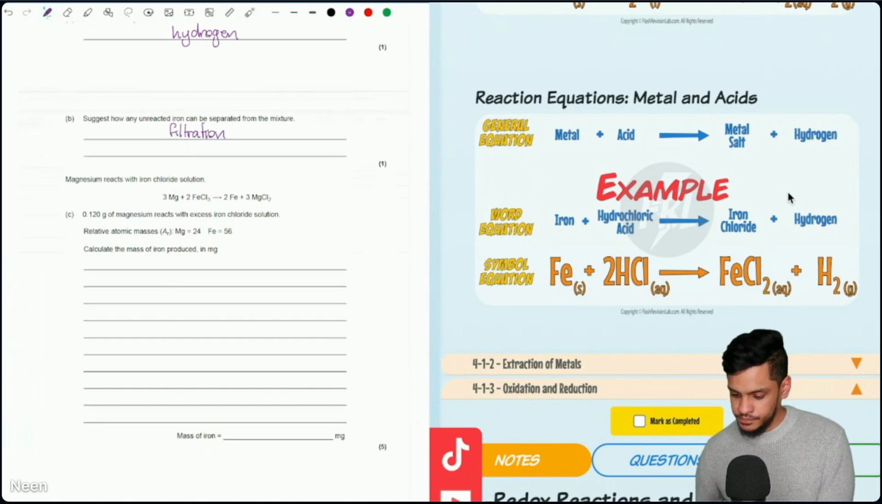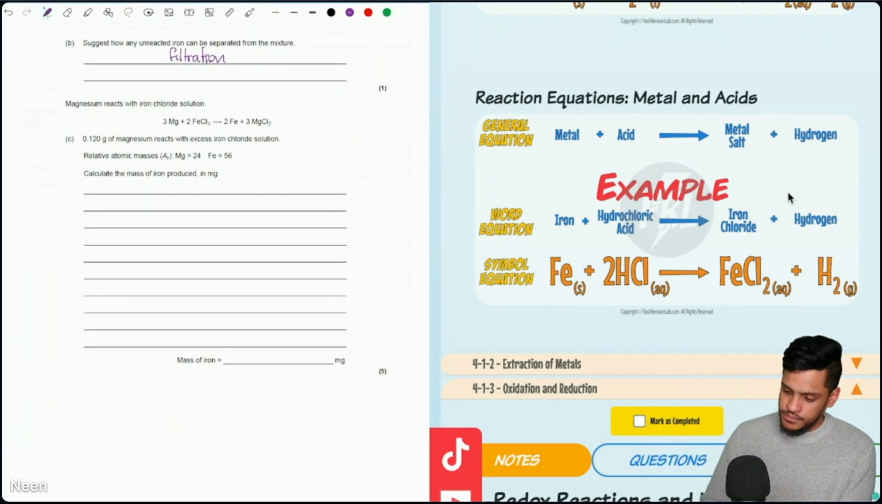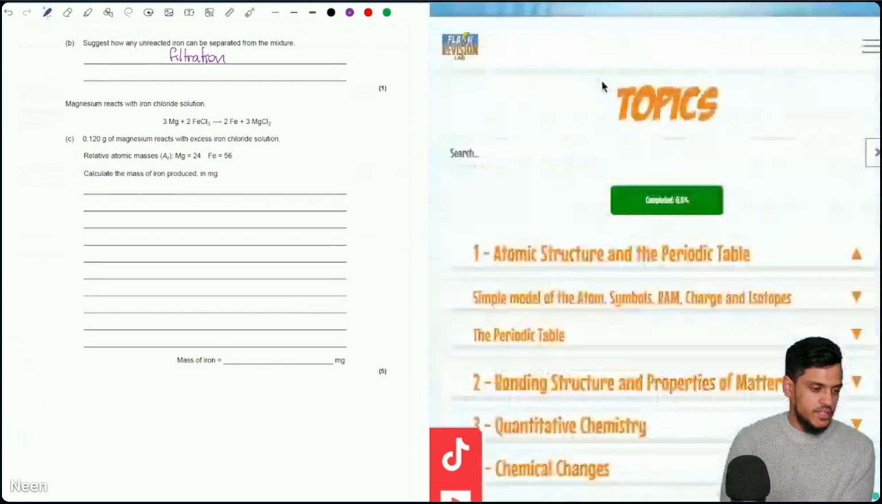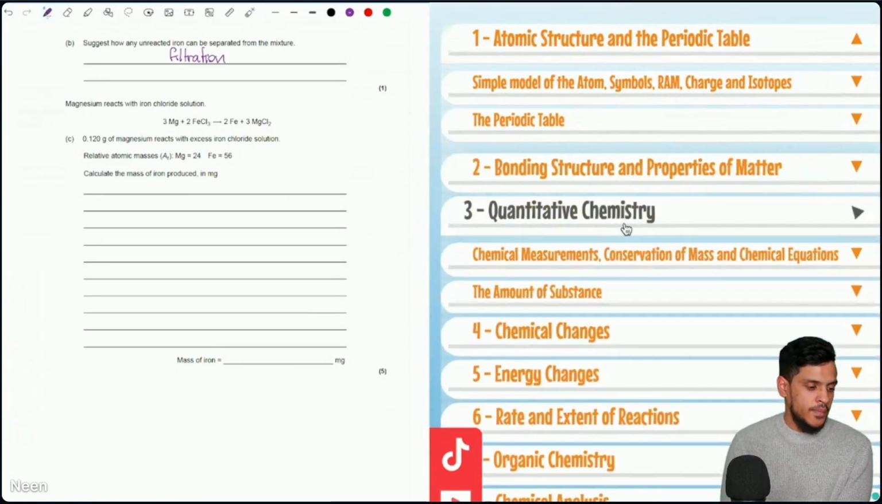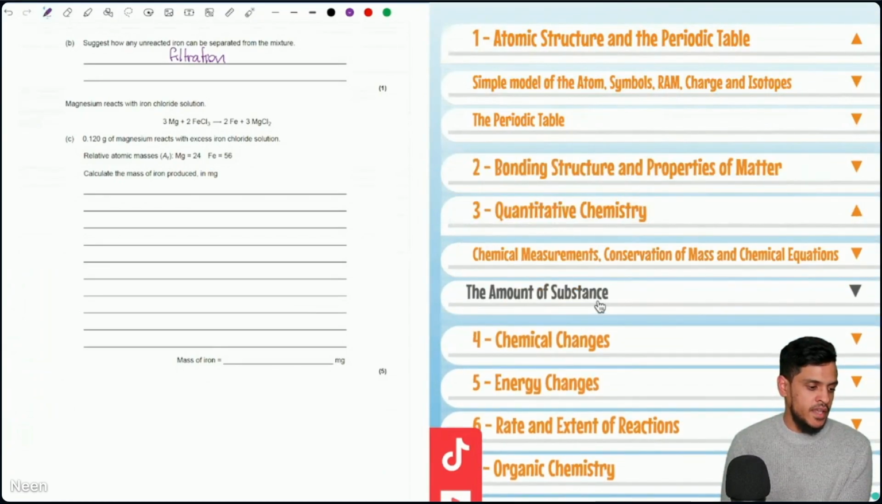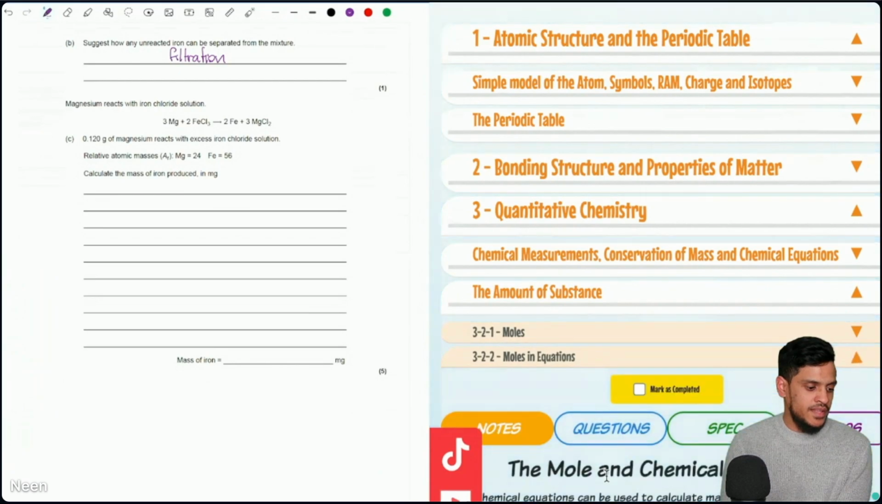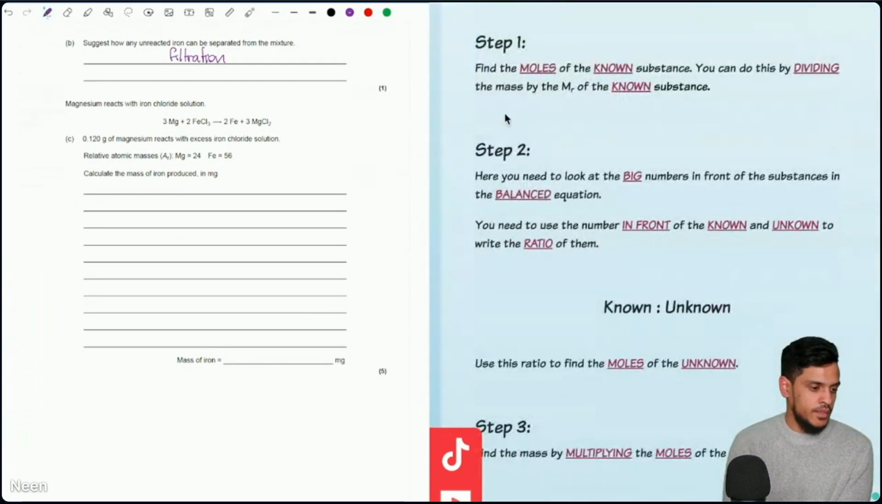Filtration. Okay, calculation here, mole calculation. So remember the steps for mole calculations. We went through this in all our classes. Step 1 is to identify the known and the unknown. Step 1, find the moles of the known substance.